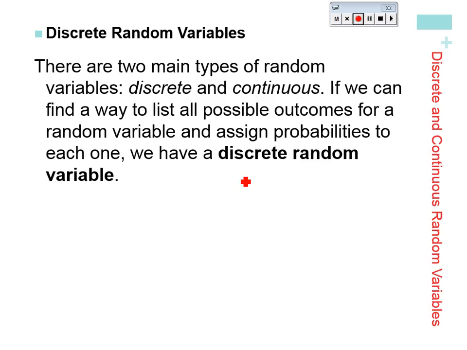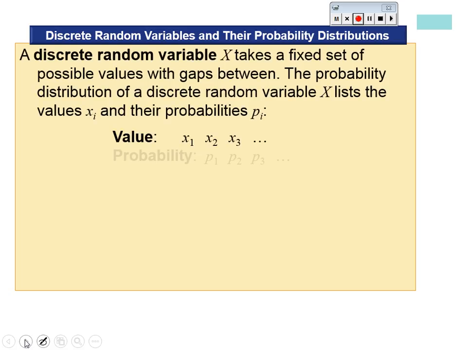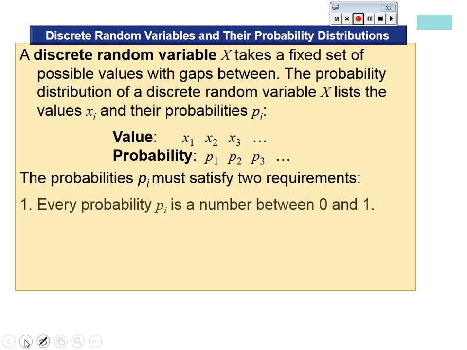In terms of the two different types of random variables, there are what are called discrete random variables, and there are also what are called continuous random variables. If we can find a way to list all possible outcomes for a random variable and assign probabilities to each one, what we have is a discrete random variable. So here are some characteristics of discrete random variables.